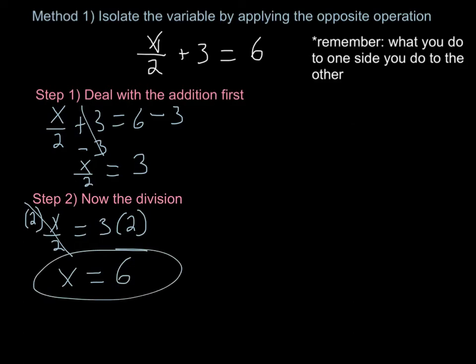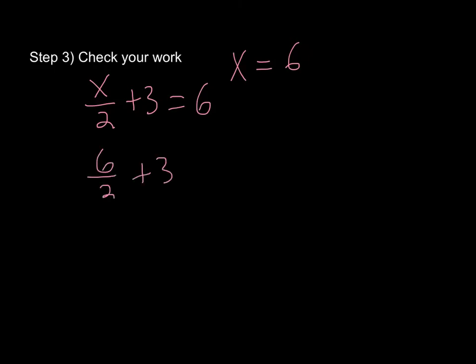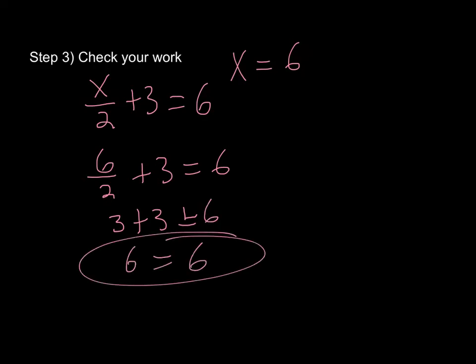And that's where we can do our last step, which is just checking our answer. So we know that x equals 6. Our question was x over 2 plus 3 equals 6. When we substitute in that 6 for x, we get 6 over 2 plus 3 equals 6. 6 divided by 2 gives us 3, plus 3 equals 6. 6 equals 6, and we've got our answer.